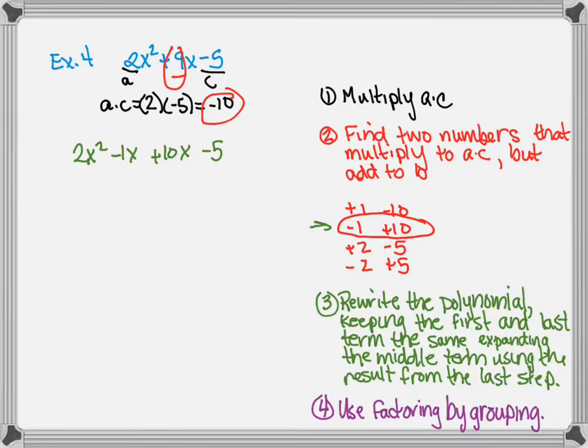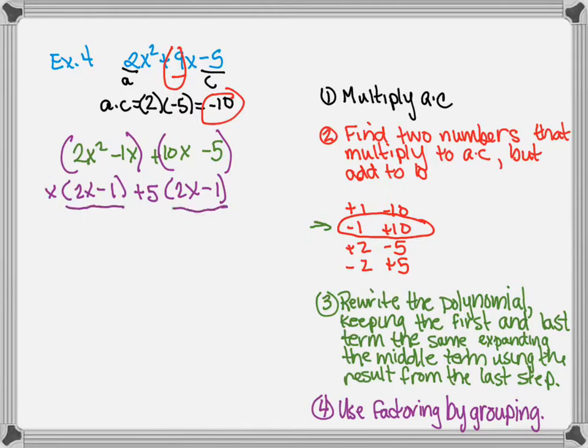Now we're going to use factoring by grouping. So I'm going to separate my first two terms and my last two terms. If I look at my first two terms, what's my GCF? I can factor an x out of both. If I divide everything in the first grouping by x, I get 2x minus 1. In my second grouping, 10x minus 5, what's my GCF? I can factor out a positive 5. When I divide 10x minus 5 by 5, I get 2x minus 1.